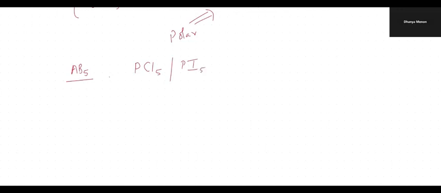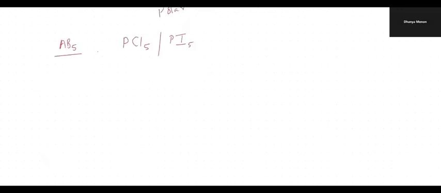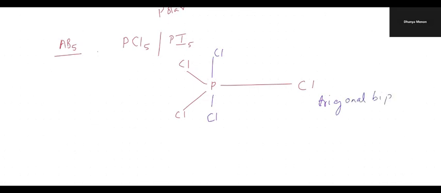Remember PCl5, trigonal bipyramidal, three of them in the same plane. And Cl, Cl, Cl. So this is, make some space for phosphorus. Three of them in the same plane, one above and one below. Okay, axial and equatorial bond. We learned this in the previous lesson on valence shell electron pair repulsion theory. Trigonal bipyramidal.